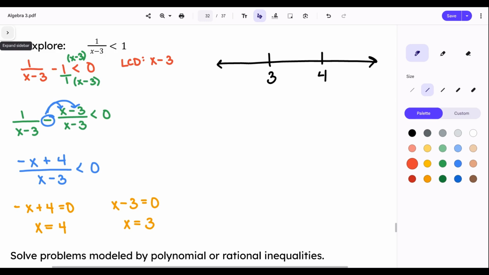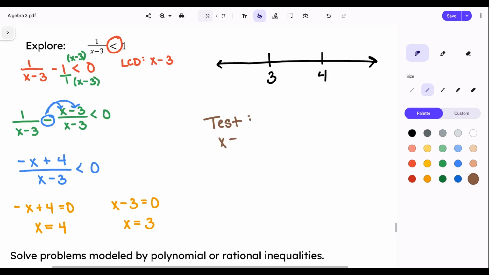Why does 4 also have a parenthesis? Does your inequality sign have an equal sign with it? Not this time. So they're both going to have parentheses for this one. Now, if there had been an equal sign on my inequality, then the 4 would get a bracket. 3, no matter what, is going to have a parenthesis because it causes issues with our problem. Okay, so now what we need to do is test. So I'm going to let you guys try to do this. Test some points here.